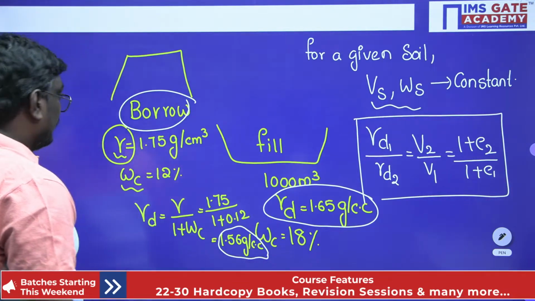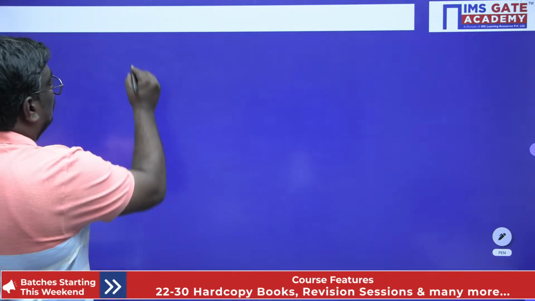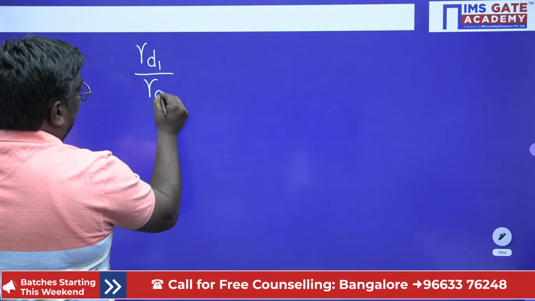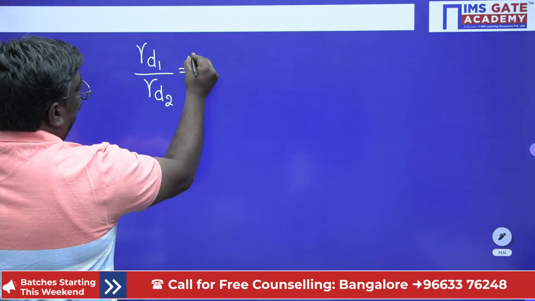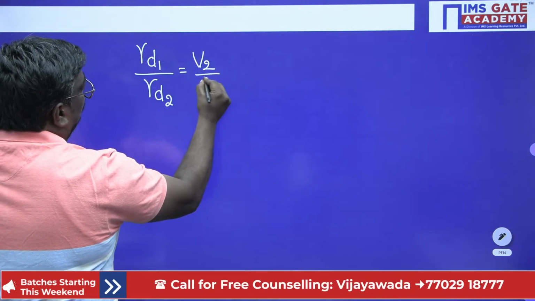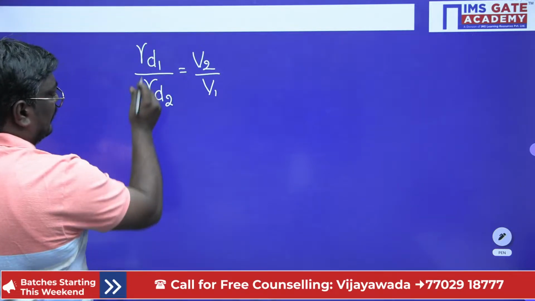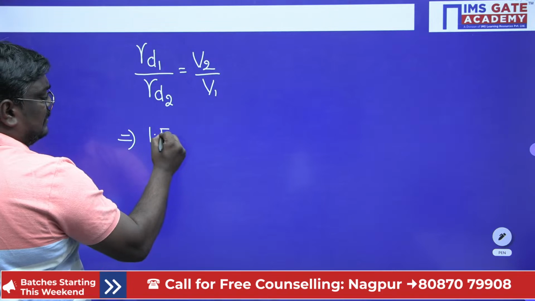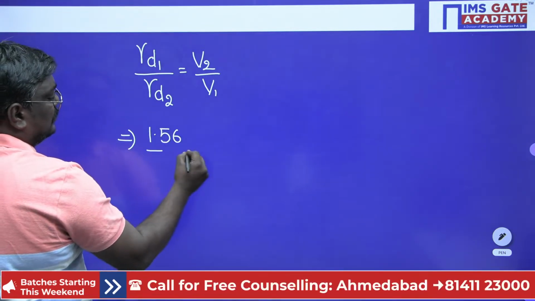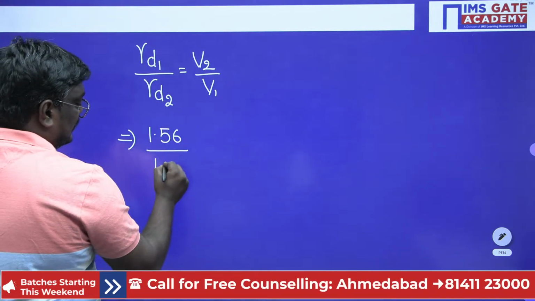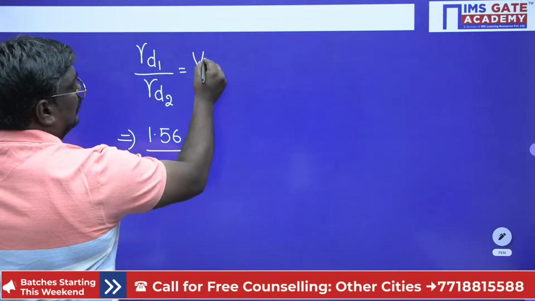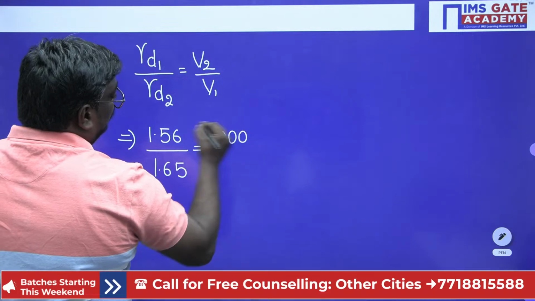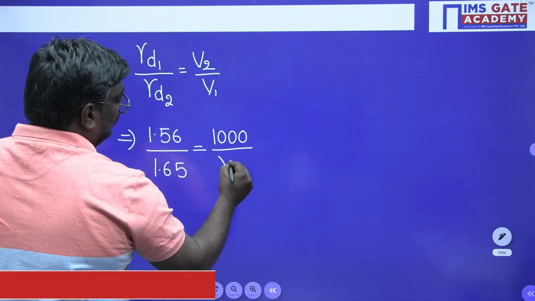So here what I would like to tell you is, gamma d1 by gamma d2 is equal to V2 by V1. So here gamma d1, if I take the borrow pit, you got it as 1.56, and gamma d2 is taken as 1.65, given in the problem. What is the volume they have given? They have given the volume as 1000 meter cube of fill, V2, upon volume V1.